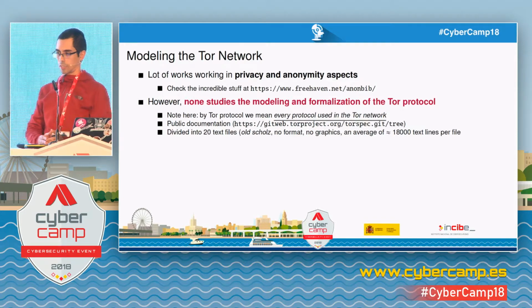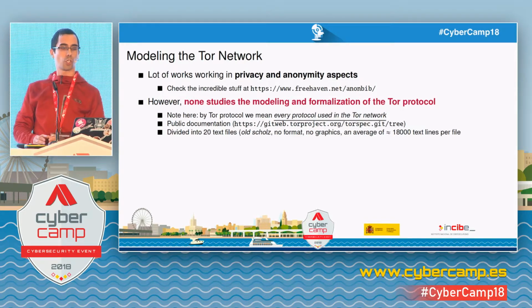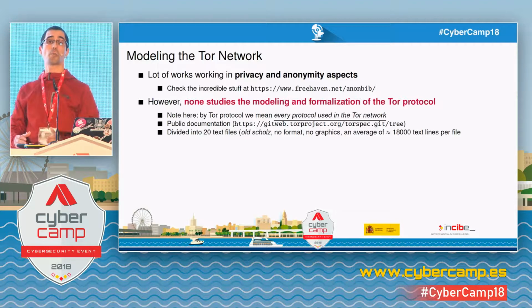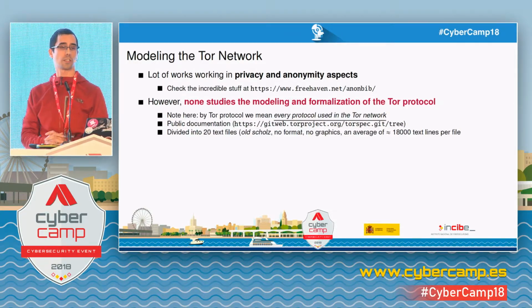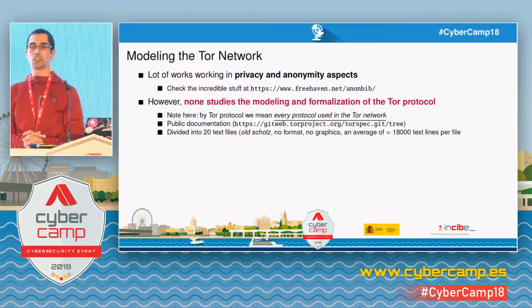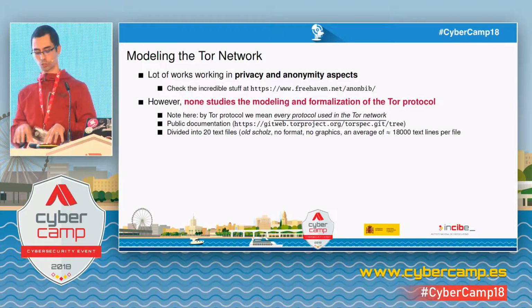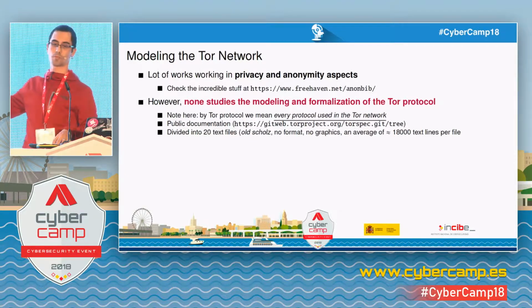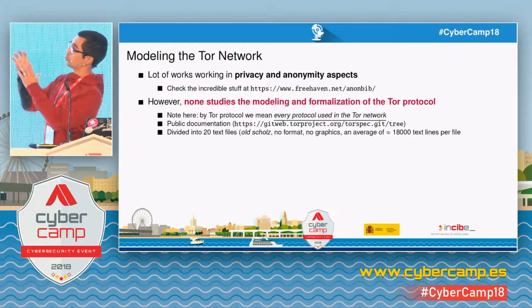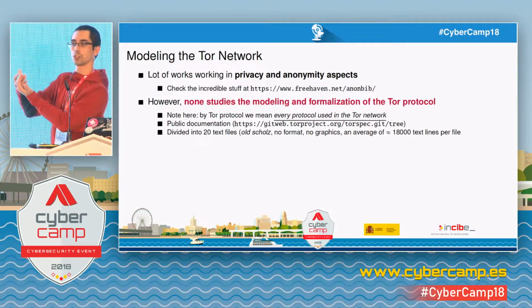However, I said to myself, well, we have the Tor network. We more or less know how it works. But when you read the specs, you find a problem, which is that you are facing like 20 text files in an old school format, with no graphics, with no images, no nothing. And it has an average of 18,000 text lines per file. Imagine that you have 20 of those files. Each of those files is about different sections or parts of the Tor network.